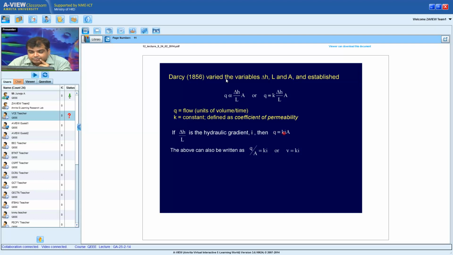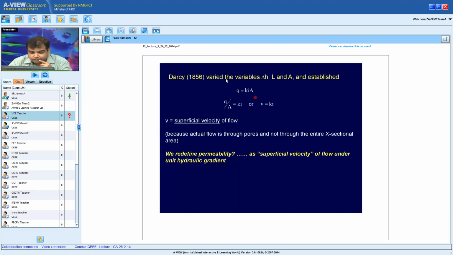If I look at this expression Q equals KiA very carefully, Q divided by A equals Ki. If I look at the dimensions of Q by A, Q is meter cube per second, and area is meter square. As a result, I have dimensions of velocity. So the left hand side is replaced by velocity, and the right hand side remains Ki. I'm going to look at this again very carefully in the next slide. I have over here velocity equals Ki.